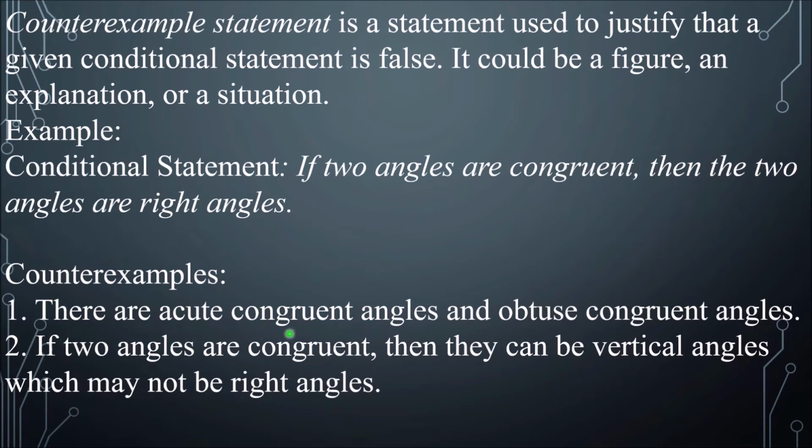Number 1, there are acute congruent angles and obtuse congruent angles. That's why the conditional statement is false. If two angles are congruent, then they can be vertical angles, which may not be right angles. That is why the conditional statement is false. Again, counterexamples are statements used to justify that the given conditional statement is false.